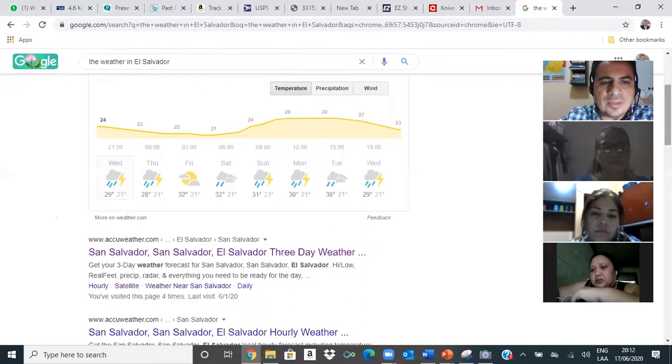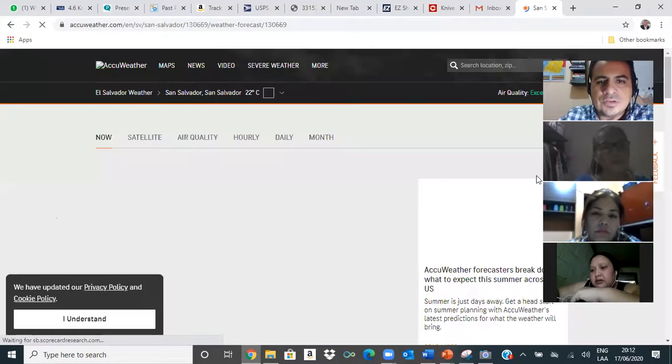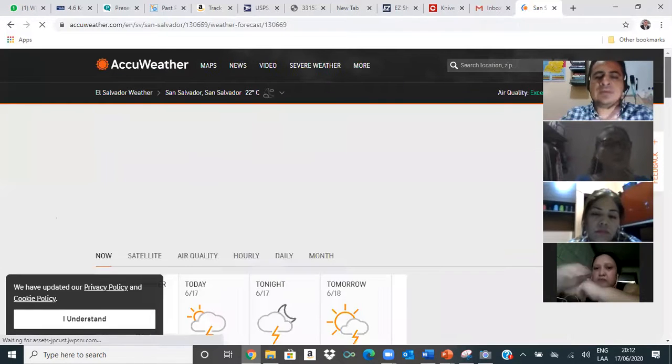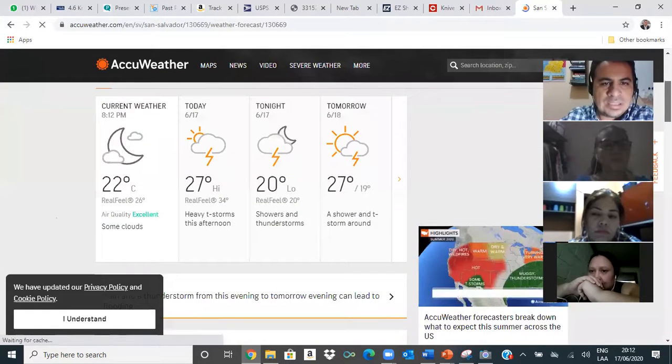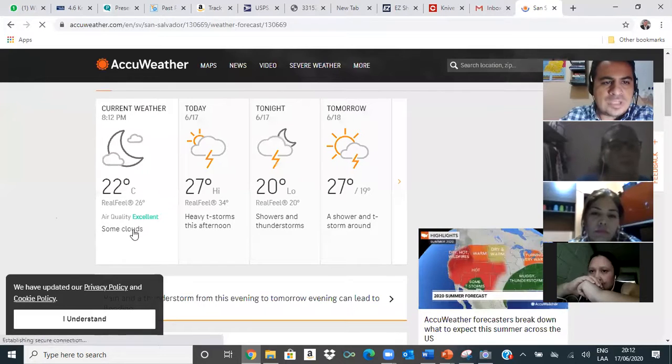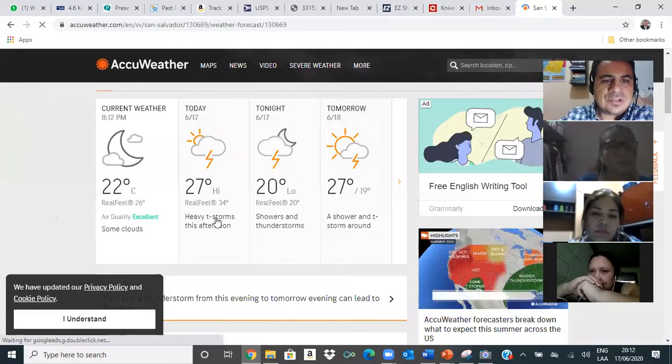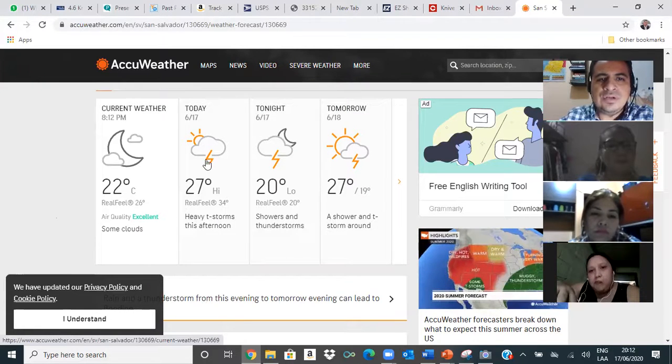Let me see, there's another page. I go to this page here, se llama AccuWeather. So you can see more information about the city. Aquí está un poquito más detallado. Okay, mostly clouds, heavy thunderstorm, T-storms, significa thunderstorms in the afternoon. Okay, very good, aquí está.